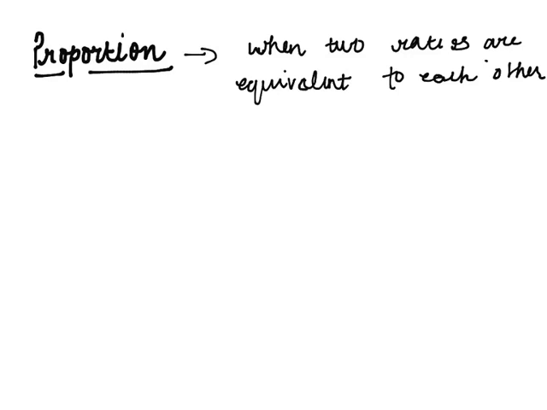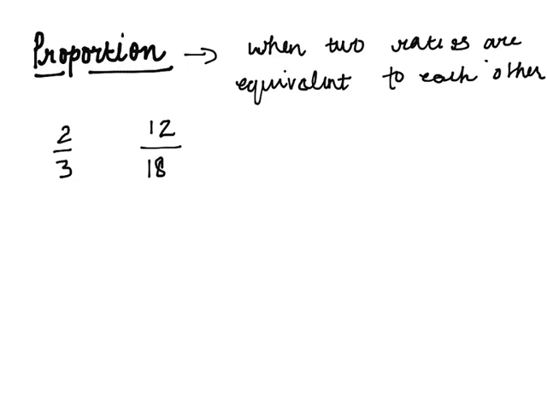Hello everyone. Today we will start the continuation of the chapter ratio and proportion with the proportion part. Ratio I already explained in my previous video. So by proportion we mean when we have two given ratios, they are said to be in proportion when they are equivalent to each other. For example, we have two ratios 2 by 3 and 12 by 18. Now we have to find out whether they are in proportion or not.